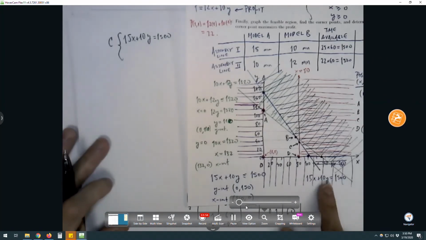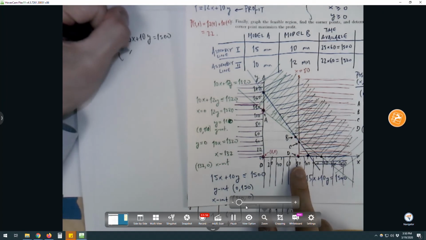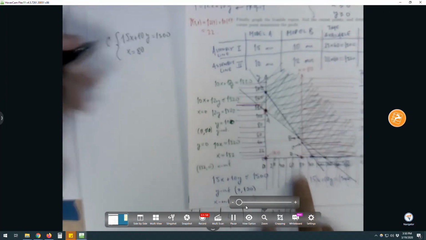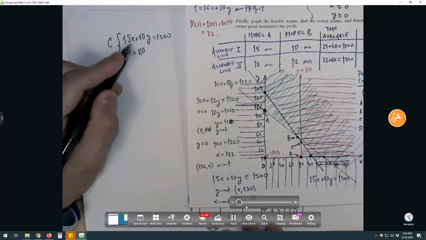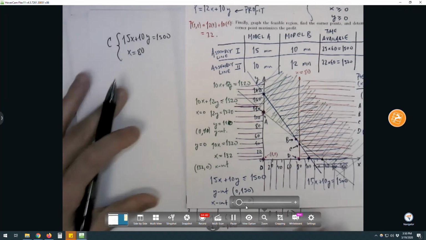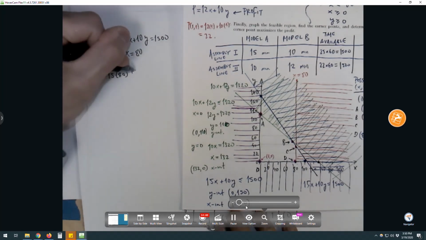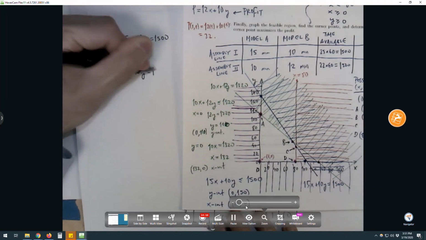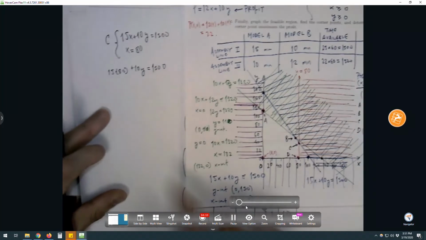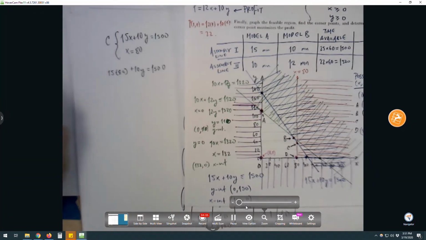Okay, and then this red line is easy. It's just x equals 80. So x equals 80, and we just plug that into there, and then we can solve for y. Nothing to it there. So 15 times 80, plus 10y equals 1500. Now we just have to solve this, and then we'll be done.